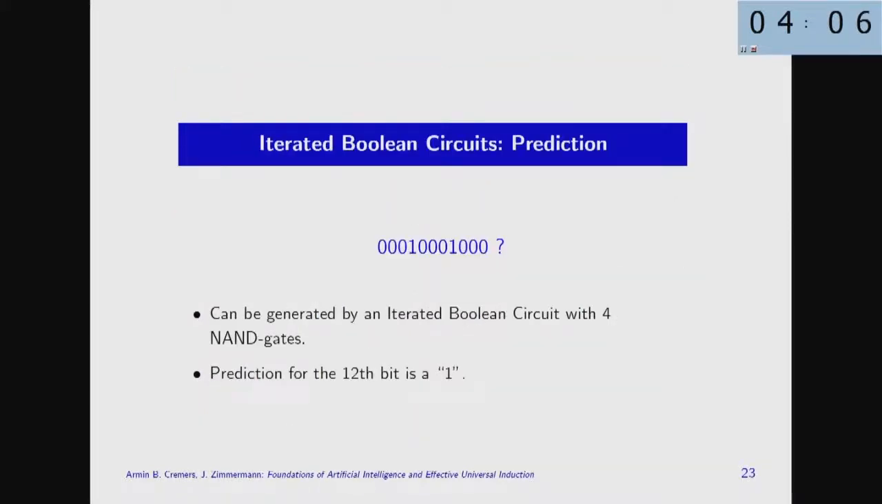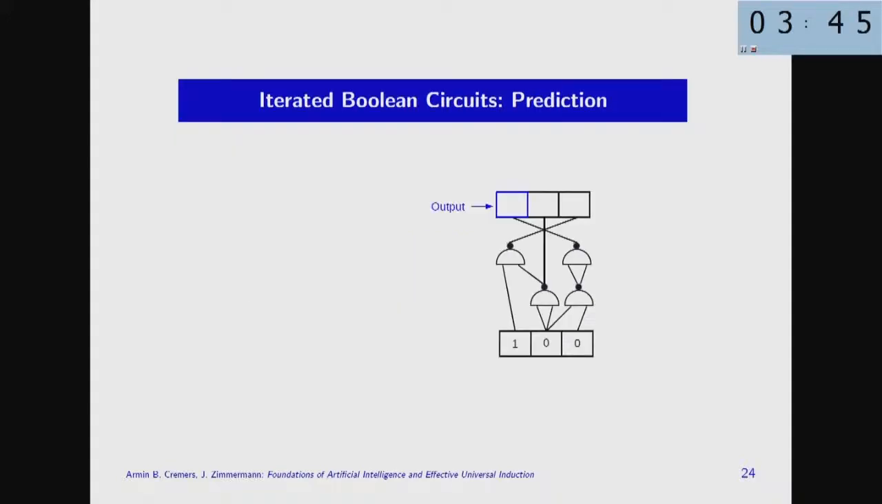Just look at this simple sequence: 0001, 0001, 0000. We are, I guess, intuitively ready to continue this with a 1. And how would this prediction problem look for an iterated Boolean circuit? This is a circuit we had come up with, with the input of 1, 0, 0. And the leftmost bit of the output vector is the prediction.